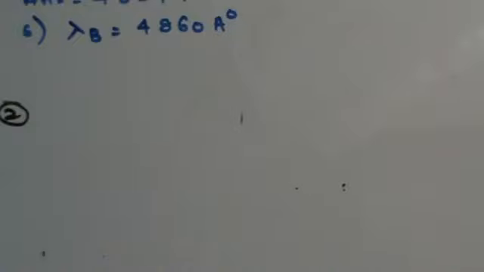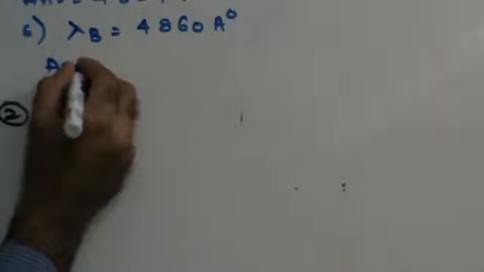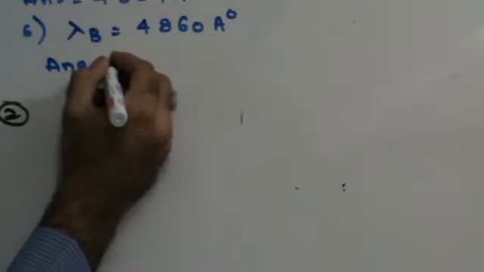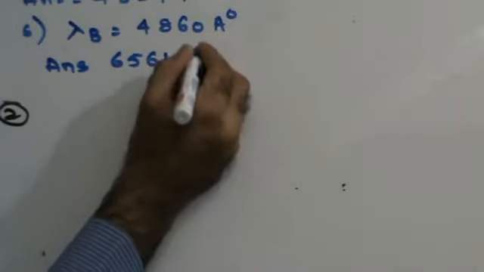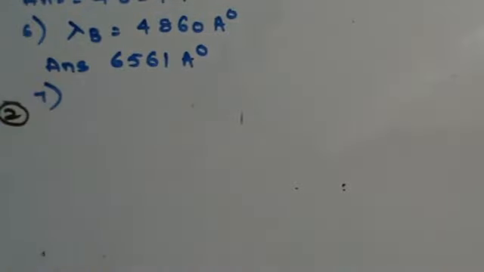Replica of the previous sum, guys. It's only that they've given you H beta and they've asked you to calculate H alpha. If you've understood the previous sum, you should be able to solve this sum in a similar manner. I'm not showing you how to do it. The answer for this sum should be 6561 Angstrom units. Next, take on next one please.